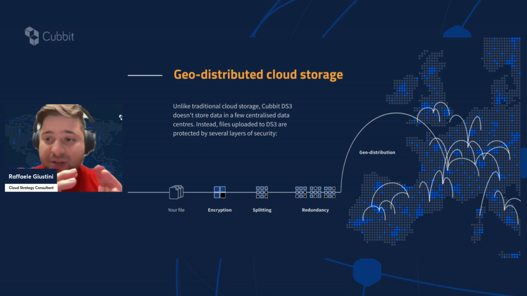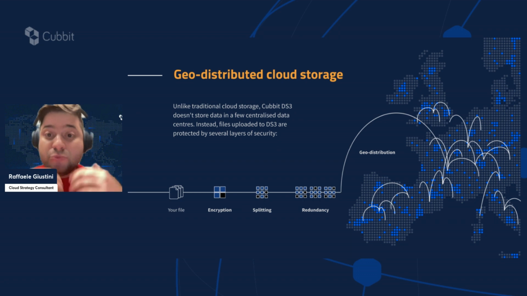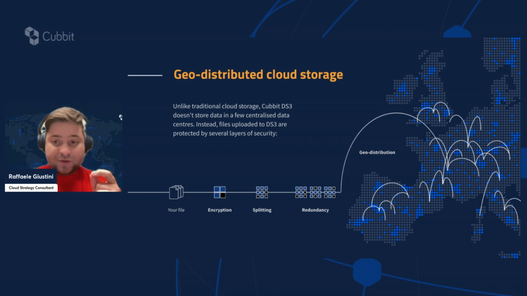Anyway, when we think about geo distribution, unlike traditional cloud storage, Cubbit data is not centralized in a unique place. It's not in two buildings, one next to each other. It's actually in multiple locations. This makes disaster recovery and your backup easier, and all the files are protected by the same layer of security.